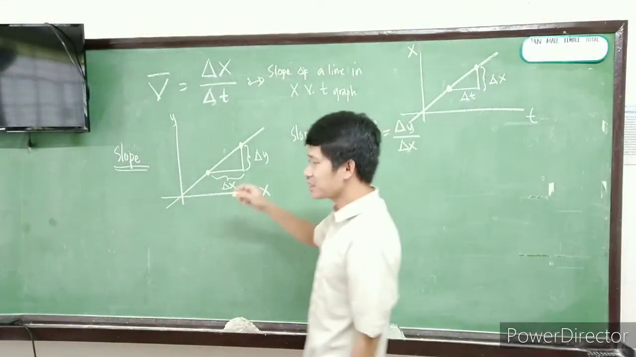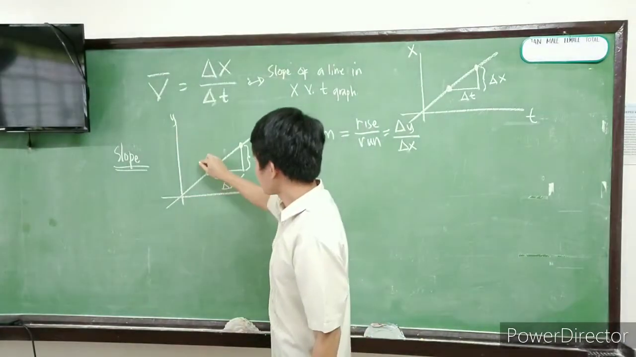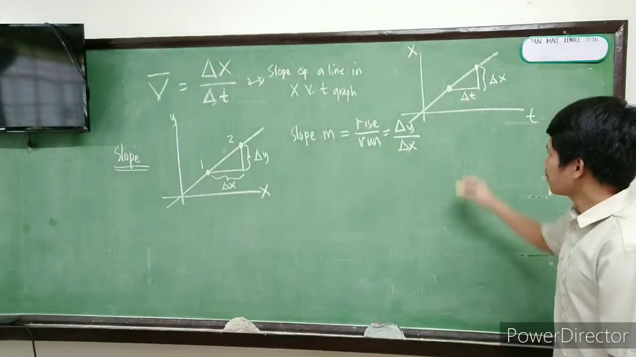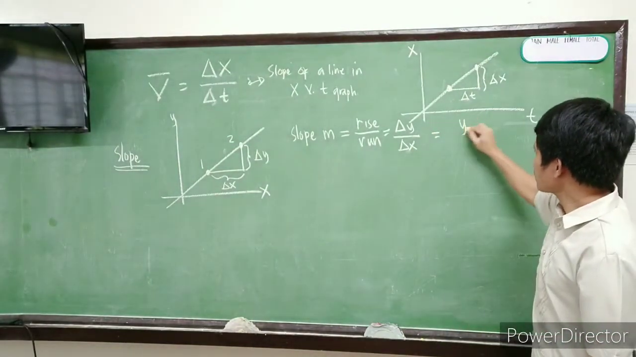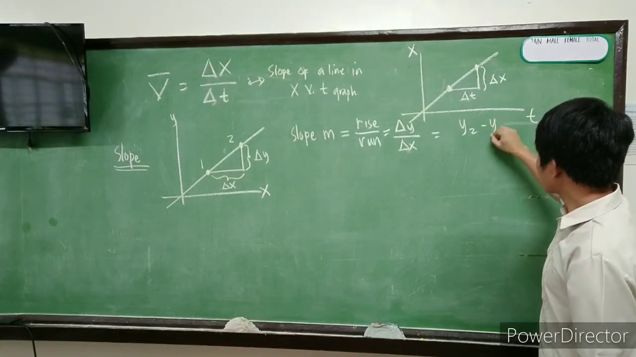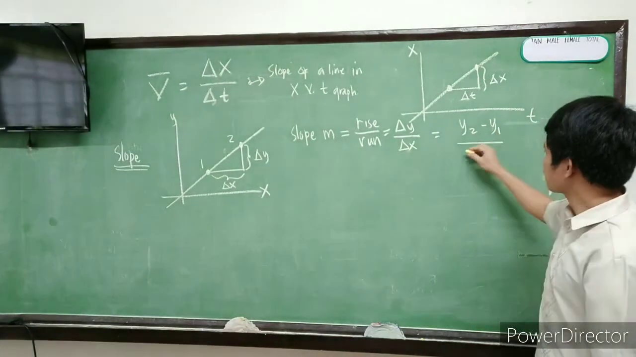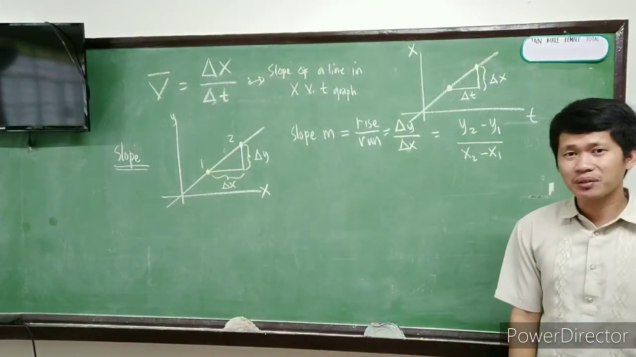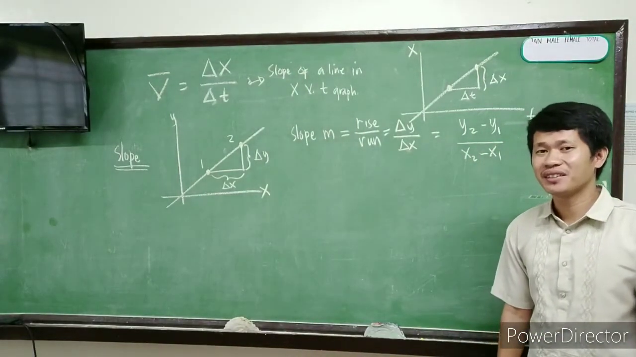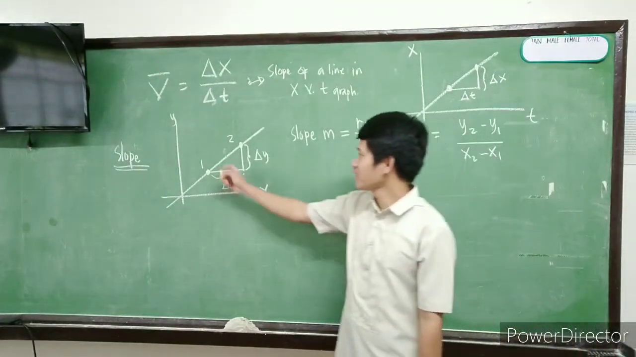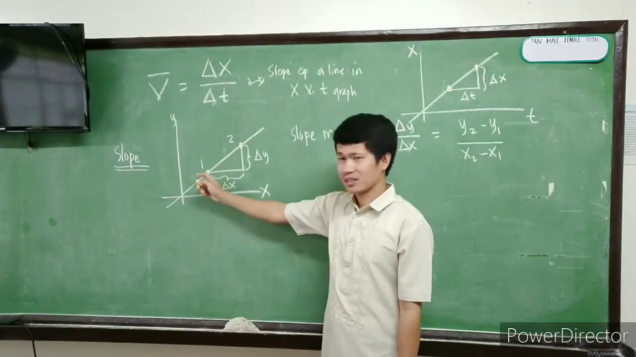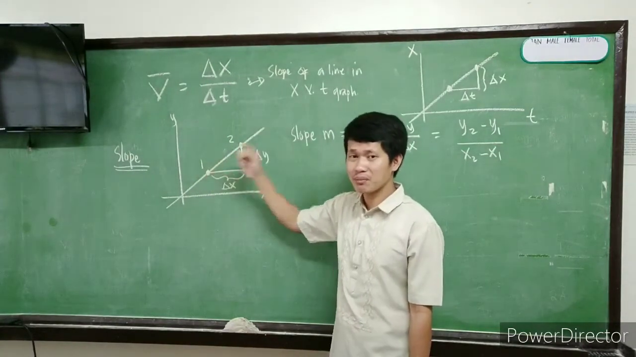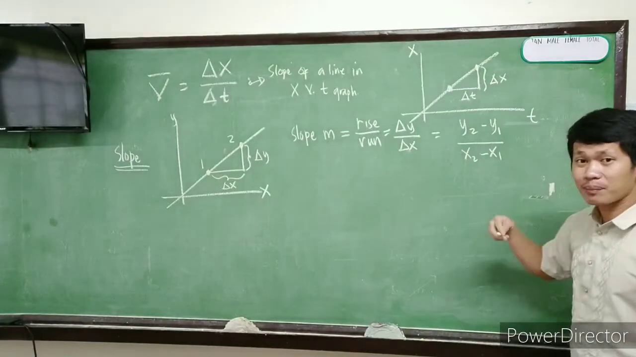Let's say, lagyan natin ng number. So let's say this is 1. Tapos ito naman ay 2. Delta y would be y sub 2 minus y sub 1 divided by x sub 2 minus x sub 1, which is positive yan for sure. Kung ito yung magiging value nila, 2 minus 1 is 1, divided by 2 minus 1 is 1, so positive.